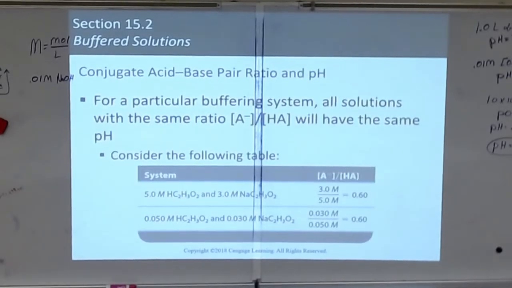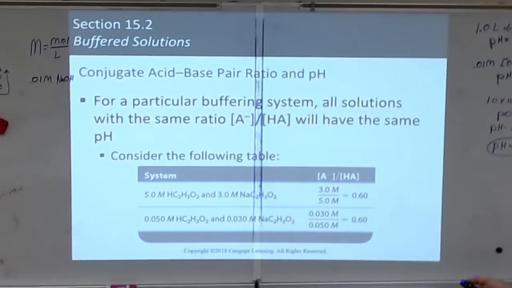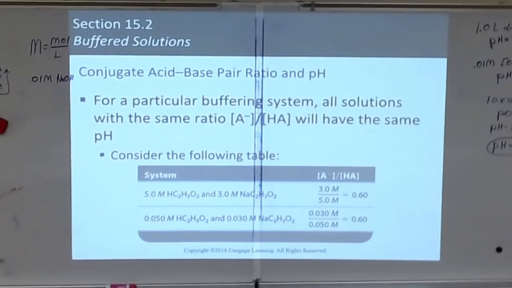Cool. All right. So let's look at some conjugate acid-base pair ratios and the pH. For a particular buffering system, the solutions will have the same pH. So I'm looking at acetic acid and sodium acetate here, and I've got a 3 to 5, and so that's going to give me a 0.6 buffering ratio, and a 0.5 to 0.03 is also 0.6. This just doesn't have as much capacity. In other words, I can't dump as much other strong acids or strong bases into it before something happens.